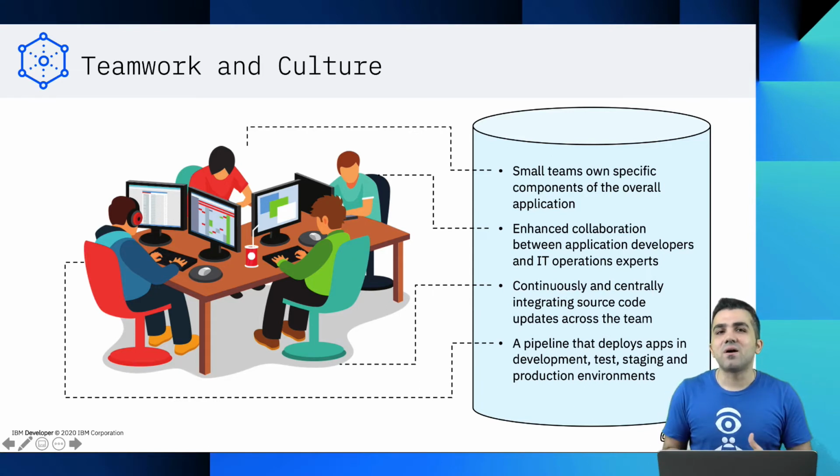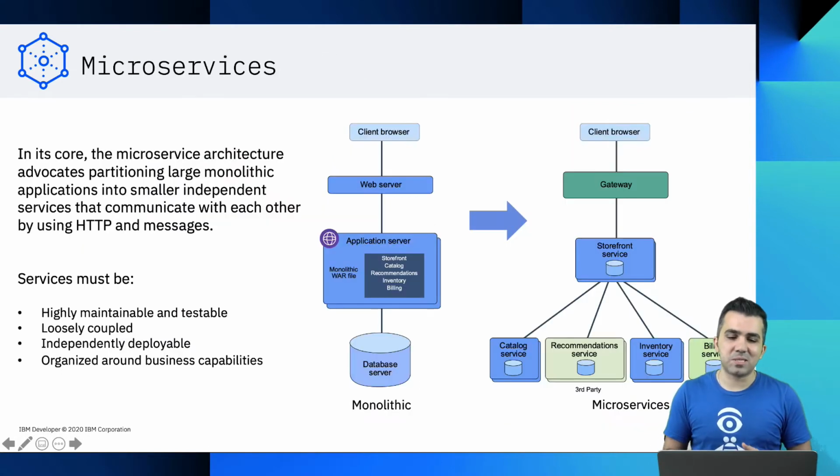Simply by relying on microservices architecture. Microservices architecture is the building block and the most essential ingredient of the cloud-native applications. A cloud-native application consists of discrete, reusable components known as microservices that are designed to integrate in any cloud environment. At its core, the microservice architecture advocates partitioning large monolithic applications into smaller, independent services that communicate with each other by using HTTP and messages.